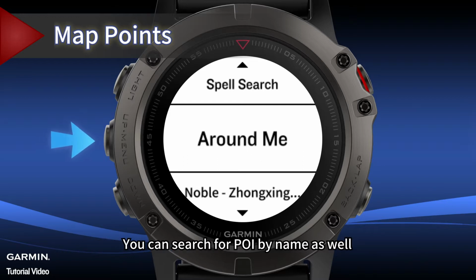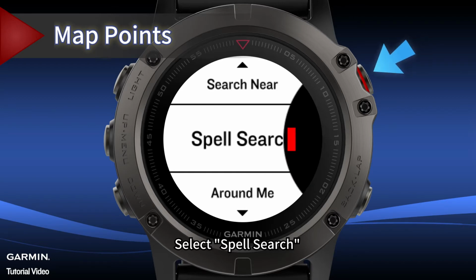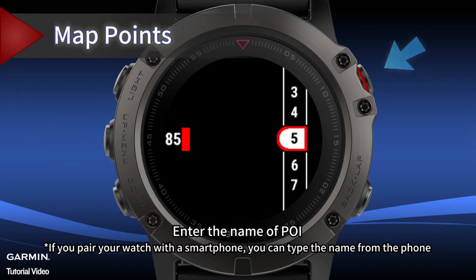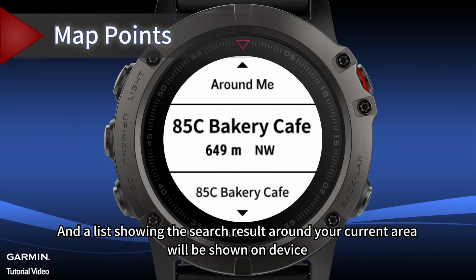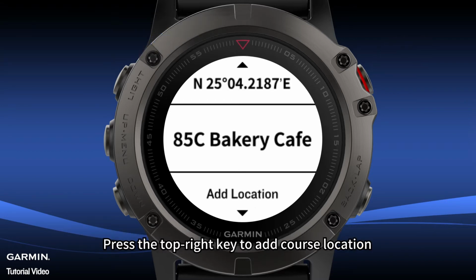You can search for a POI by name as well. Select Spell Search. Enter the name of the POI. If you pair your watch with a smartphone, you can type the name from the phone. Select the checkmark to confirm. And the list showing the search results around your current area will be shown on the device. Press the top right key to add the course location.